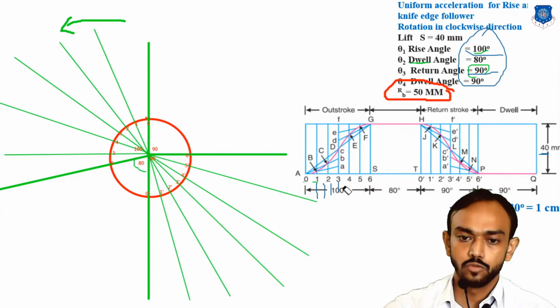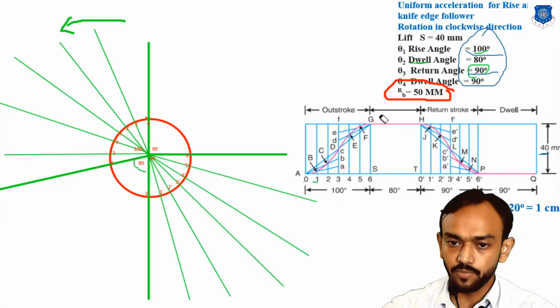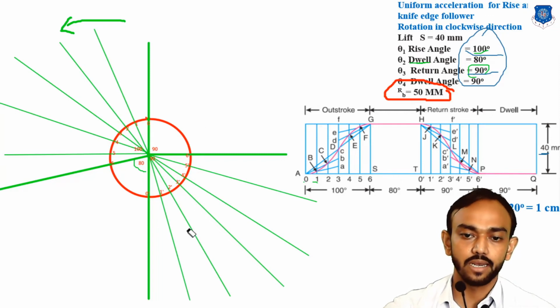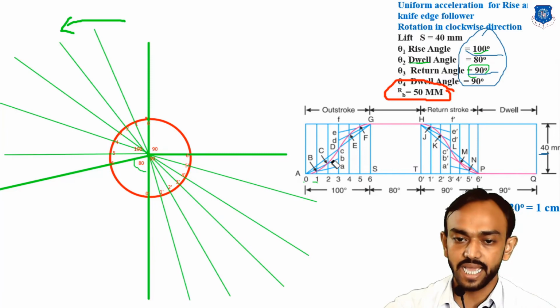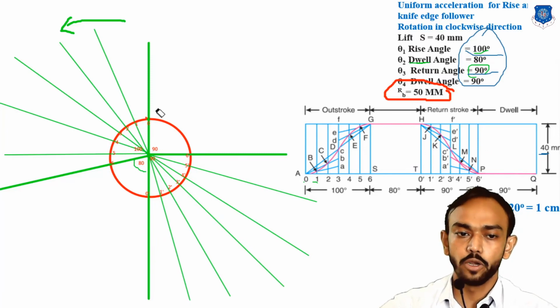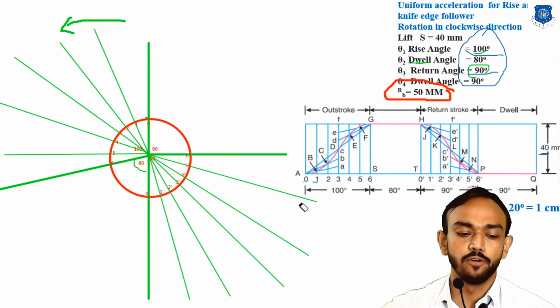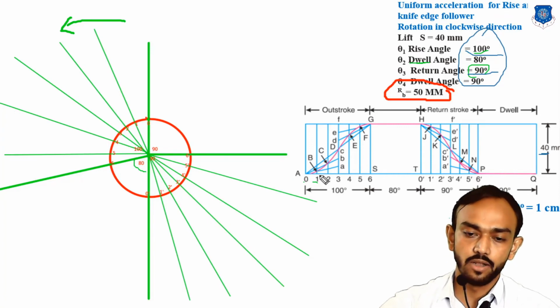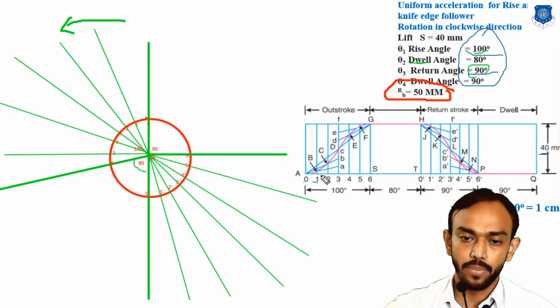So we are going to obtain this linear profile on this circular profile. What we want is this displacement diagram, which is in linear form, in a circular form. How can we get this? So first of all, check this. We have to use a compass here.